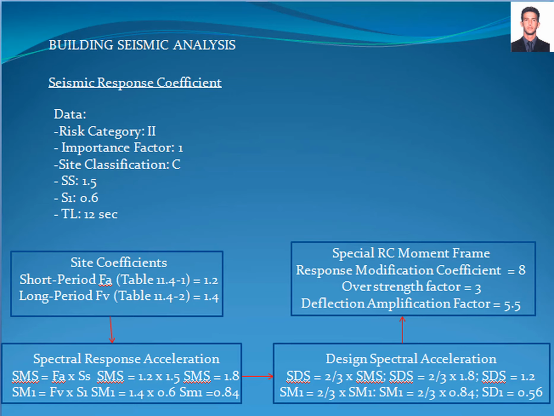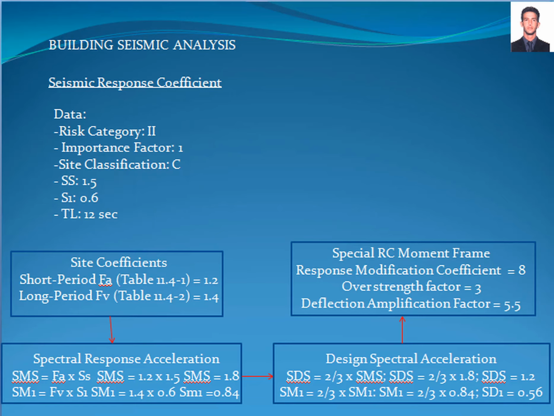The next step is to calculate the seismic response coefficient, knowing that the building is for residential use, which means the risk category is 2 and the importance factor is equal to 1. The data obtained from the soil analysis gives us a site classification C, the short period mapped acceleration parameter 1.5, the long period mapped acceleration parameter 0.6, and the long period transition period equal to 12 seconds.